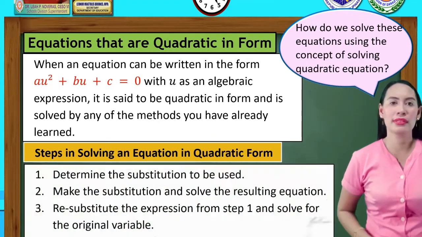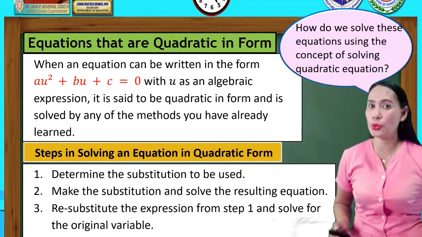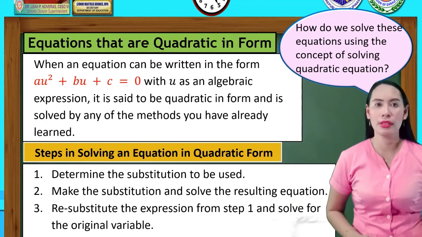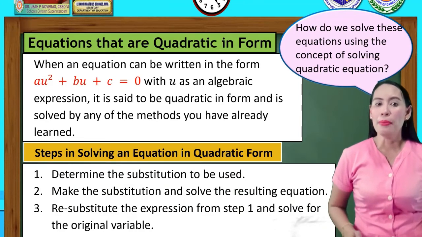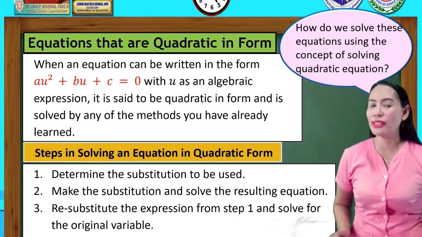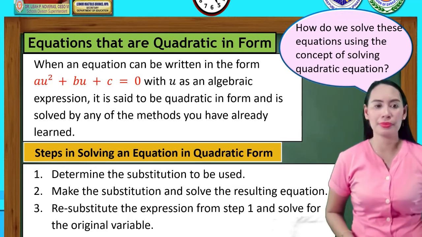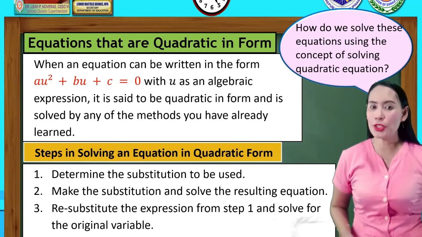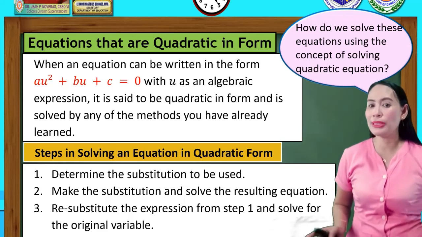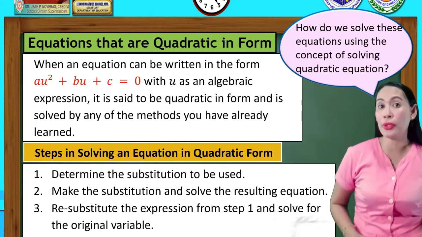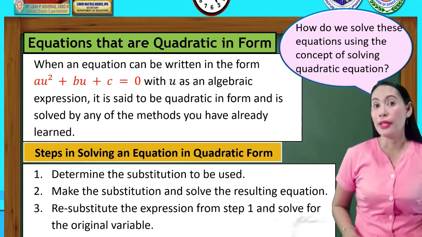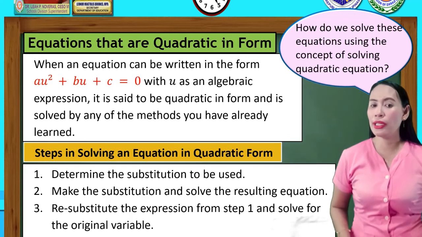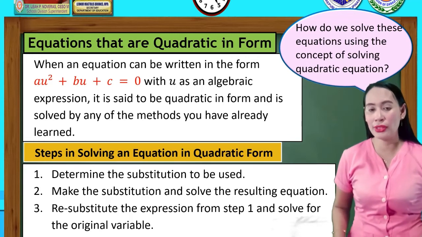Number 1, determine the substitution to be used. Number 2, make the substitution and solve the resulting equation. Number 3, resubstitute the expression from step 1 and solve for the original variable. Number 4, check your answer if necessary.